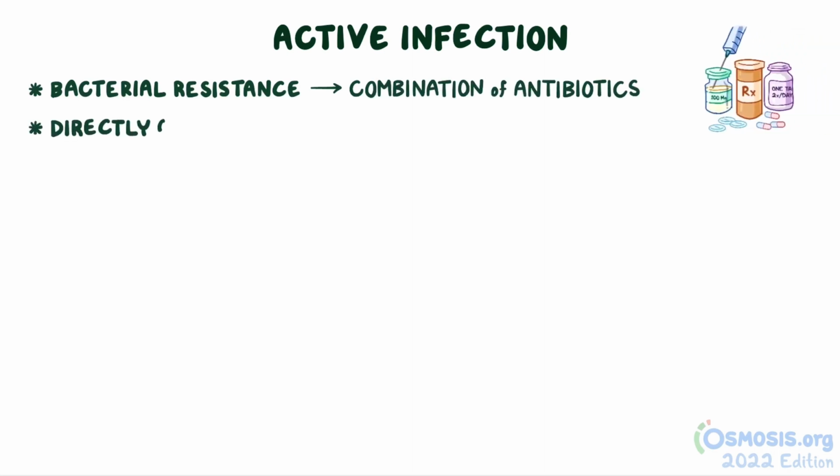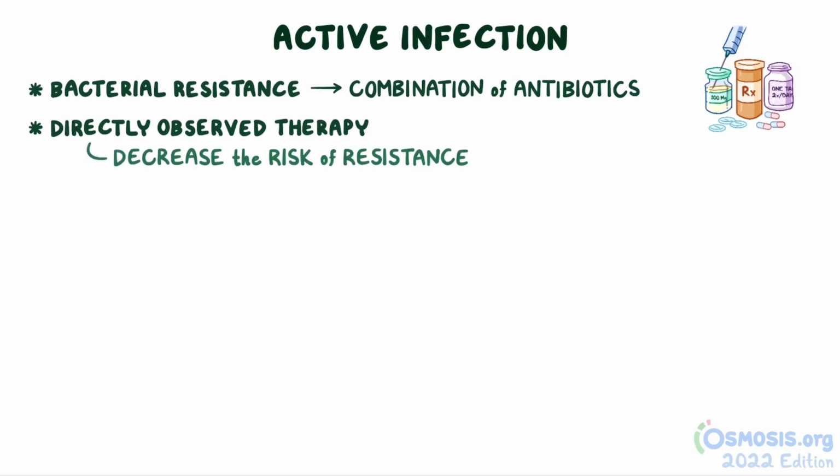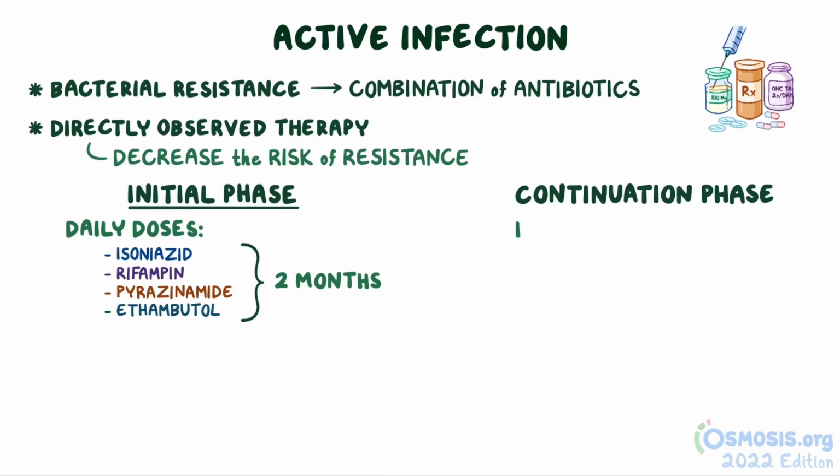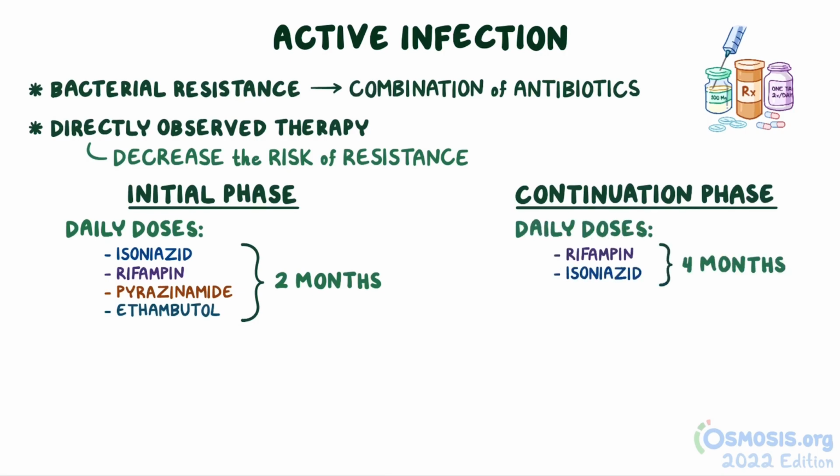Also, a directly observed therapy, or DOT, seems to be useful in order to make sure the patient is taking their medications and to decrease the risk of resistance. Therapy is done in 2 phases. The initial phase consists of daily dose of isoniazid, rifampin, pyrazinamide, and ethambutol for 2 months. Then there's the continuation phase, which consists only of rifampin and isoniazid for 4 months.